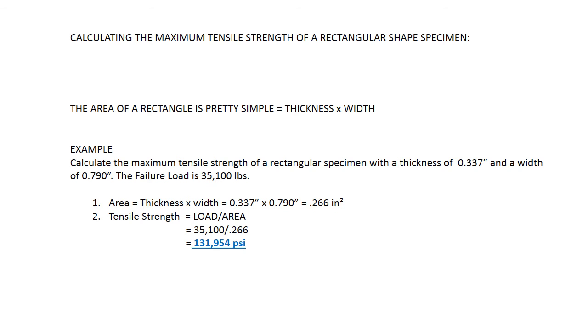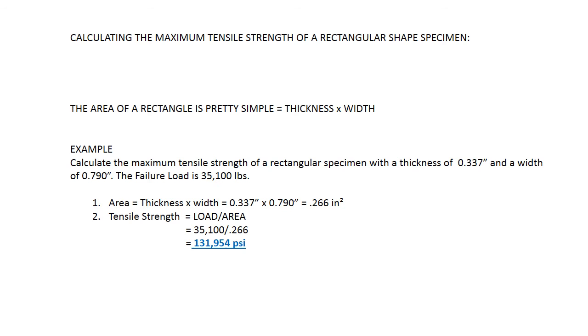So the area is thickness times width, which is 0.337 times 0.790 equals 0.266 inch squared. Next is the tensile strength, load over area. So it's 35,100 divided by 0.266, which equals 131,954 pounds per square inch.